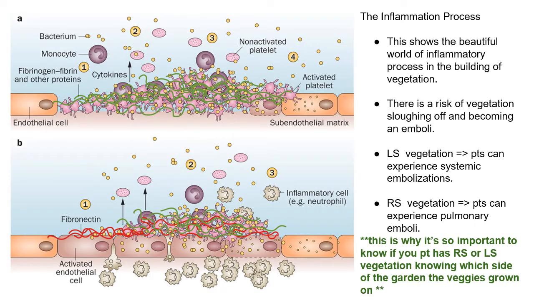This slide shows the beautiful world of inflammation when it's building vegetation. There's a risk of vegetation sloughing off and becoming an emboli. Now, the left side, they're going to experience systemic embolizations. The right side, they're going to experience pulmonary emboli. That is, if the vegetation sloughs off. This is why it's so important to know if your patient has right-sided or left-sided vegetation. It's very important to know which side of the garden the veggies are growing on.